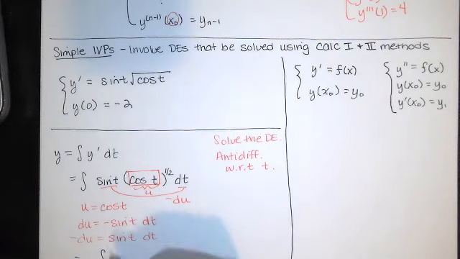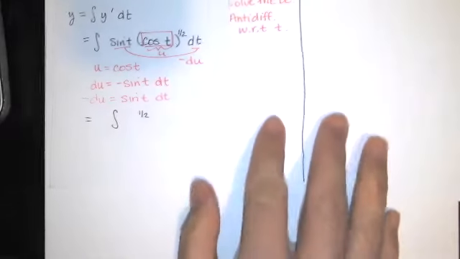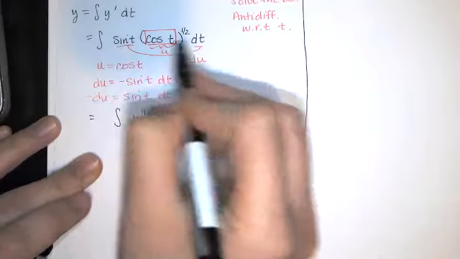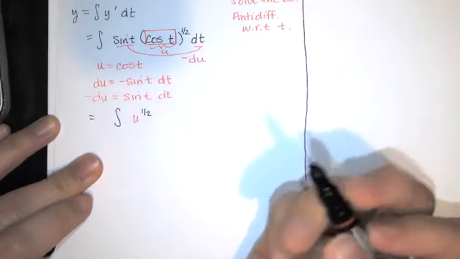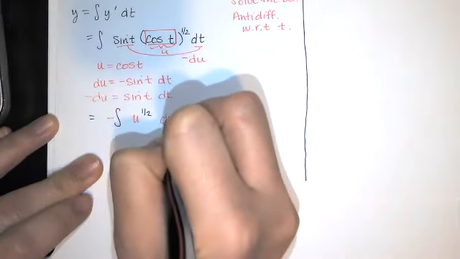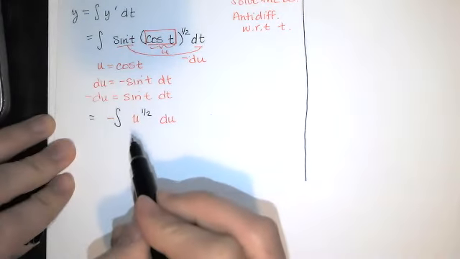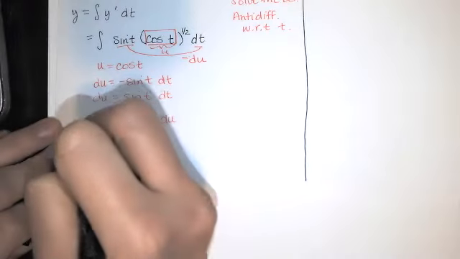So we substitute. Oops, I'm off the screen, sorry. We've got a u to the 1/2, sine of t dt is a -1 times du. It's multiplying, so you can pull that -1 out front. And then I ask myself, do I have a rule for that? And I do, it's just a power rule.